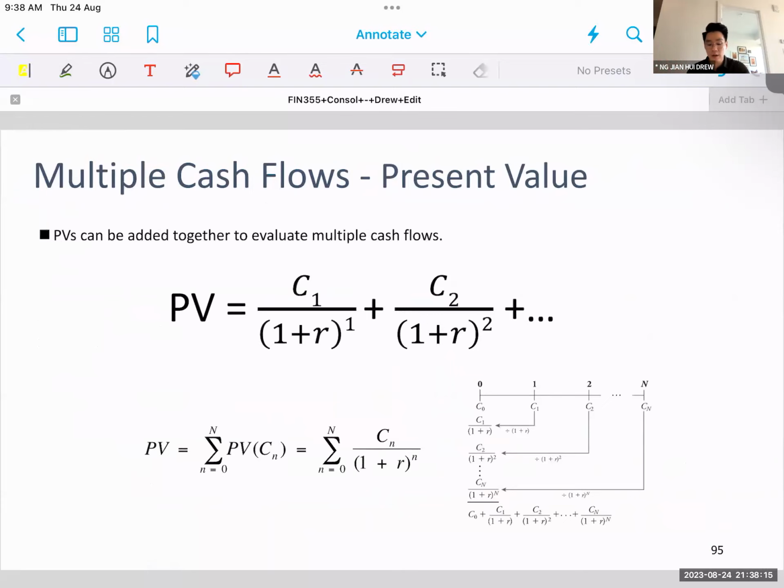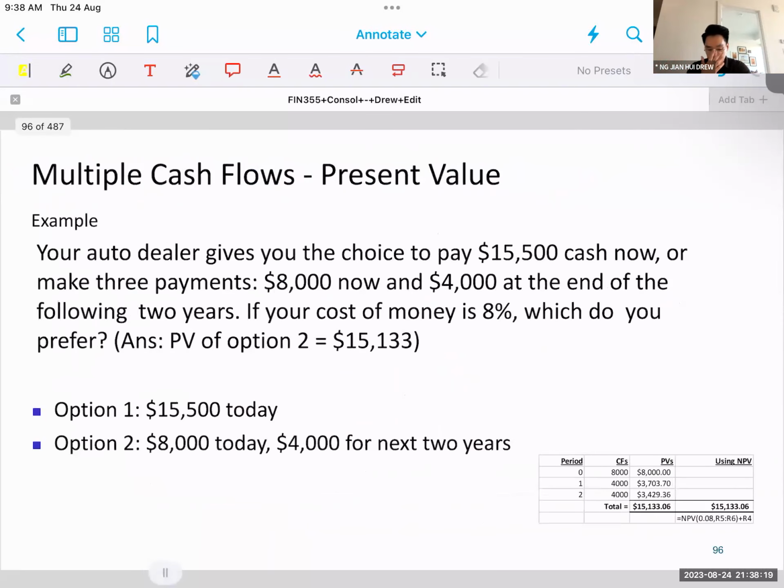So now we're talking about multiple cash flows. If your cash flow is changing, remember, we can use this thing called the NPV formula, net present value. Let's look at this example. Suppose a dealer gives you 8,000 cash now, or they can give you 4,000 in each of the following 2 years. Cost of money is 8%. Which option do you prefer, option 1 or option 2?